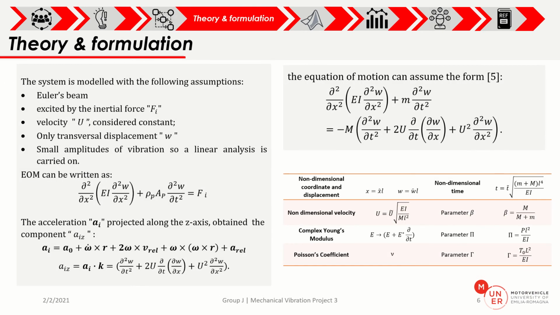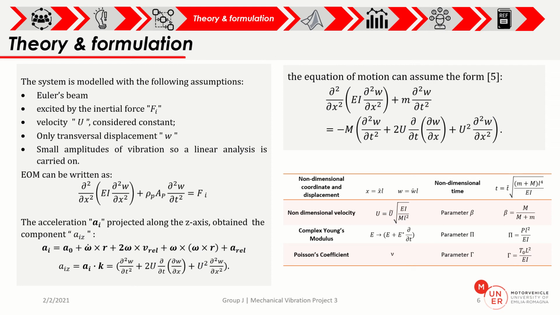The pipe system is modeled with the following assumptions. The pipe has been assumed as an Euler beam excited by the inertial force Fi, due to the motion of the fluid inside, characterized by the velocity U, considered constant. Only transversal displacement W of a pipe section has been considered, omitting axial displacement U. Small amplitude of vibration, so a linear analysis is carried out.